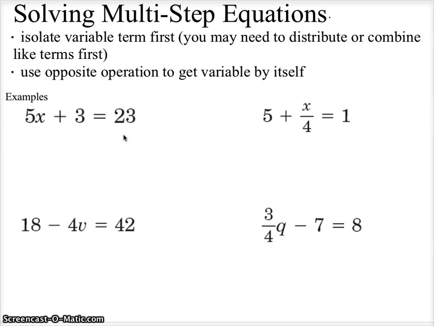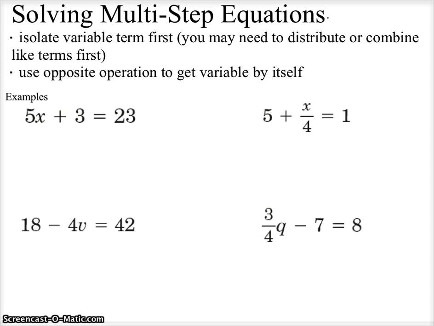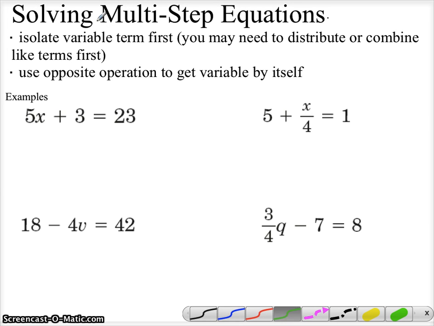All right, now we have solving multi-step equations, which, by the label, you see that we're going to have to do a little more than just one step. These are typically 2 or 3-step problems, depending. So what you want to do is isolate the variable term first. And there's also parentheses. You may need to distribute or combine like terms first. We'll get into that in the next slide.